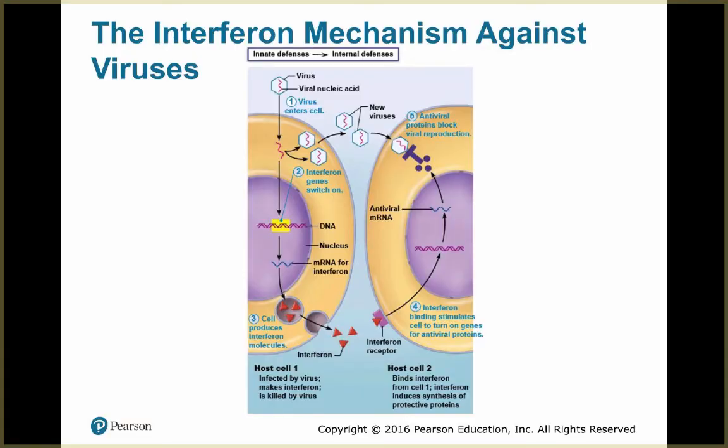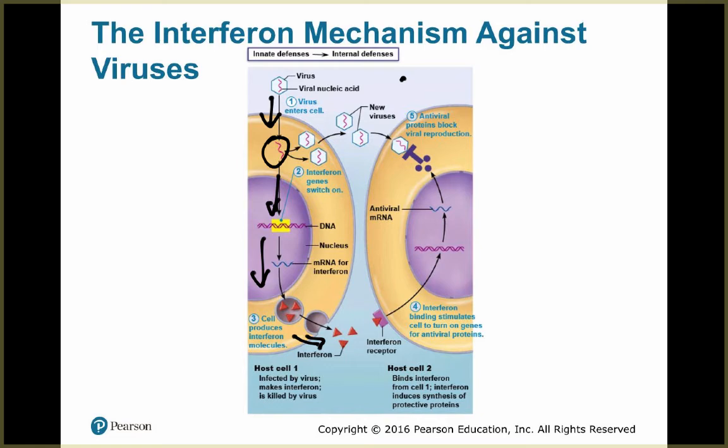So you see here, a virus actually enters the cell. And this virus is going to release the viral nucleic acid, and it's going to go into the DNA, and that's going to allow the interferon gene to switch on. And so that's what essentially then makes interferon molecules, and then we're going to exocytose them into the extracellular matrix, outside.